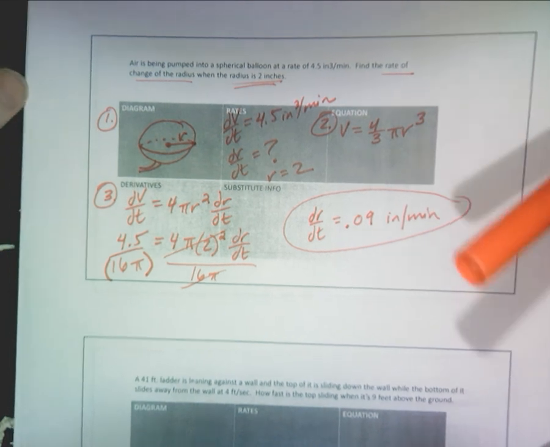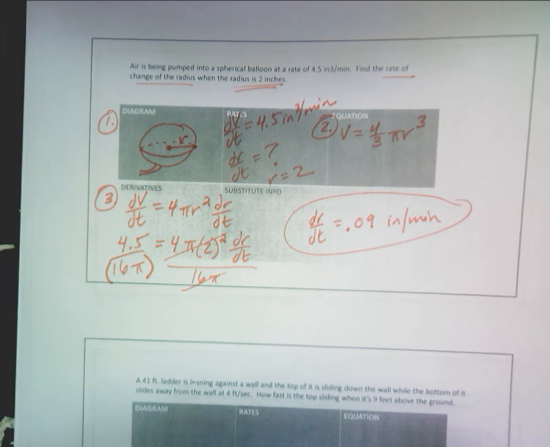All right. Next one is probably the hardest one, the ladder problems. Okay. Because ladders, you got to do an extra step for. So yeah, can you think of ladders in your past geometry skills and what formula always came up with ladders leaning against walls? What kind of Pythagorean theorem? Okay. So a 41-foot ladder is leaning against a wall and the top is sliding down the wall while the bottom of it slides away from the wall at 4 feet per second. How fast is the top sliding when it's 9 feet above the ground?